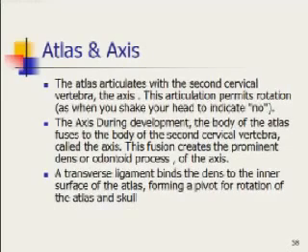The axis, during development, the body of the atlas fuses to the body of the second cervical vertebra called the axis. This fusion creates a prominent dens or odontoid process in the axis. I would know both words to describe this fusion point, the dens and the odontoid process. Again, the odontoid process is almost like a finger-like projection. It's actually very small, smaller than your little finger. But this bone provides a tremendous amount of support for the head and neck. And again, the transverse ligament that is a part of this surrounds that area.